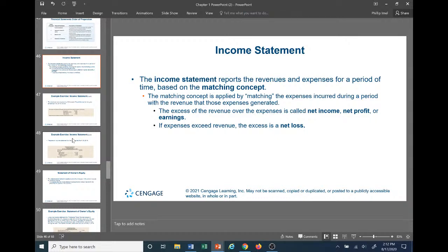Okay, the excess of the revenue over the expenses is called net income, net profit, or earnings. So obviously if we have more money coming in than expenses going out, then we're going to be in the positive: net income, net profit, or earnings. If expenses exceed revenue, then the excess is a net loss. So when you think of net income, that means expenses were less than revenues. If you think of net loss, then obviously we're doing something wrong here. We're not bringing in enough money to even cover the expenses.